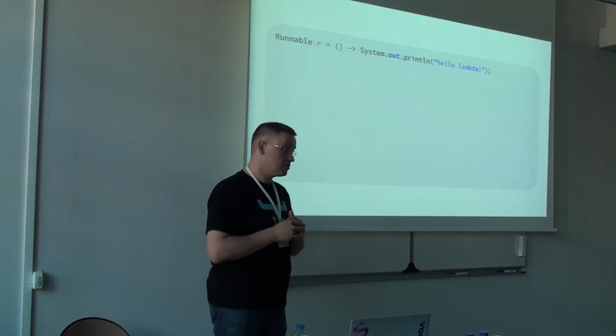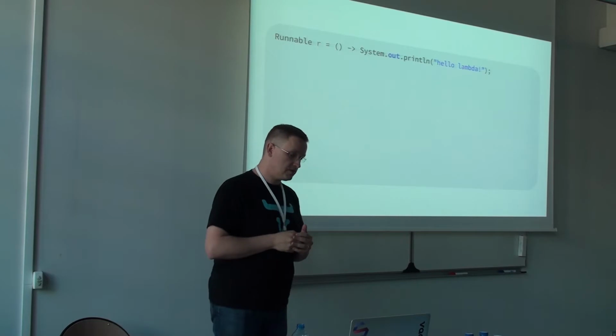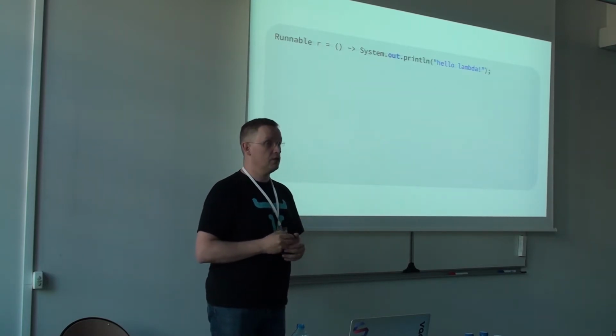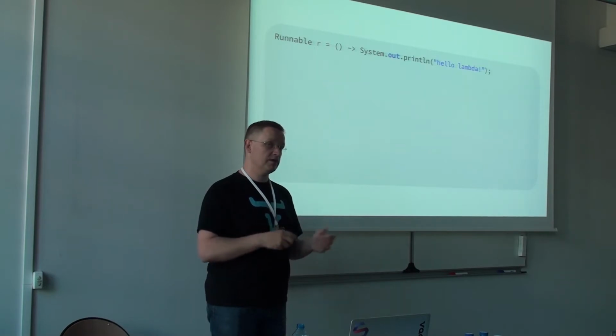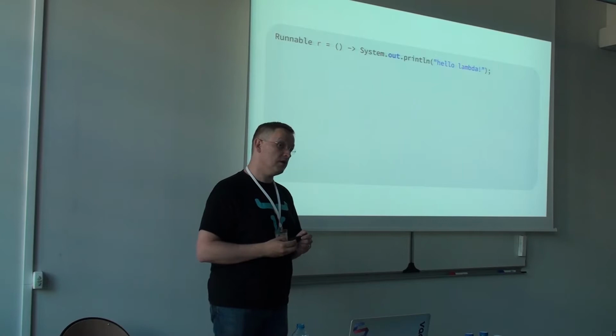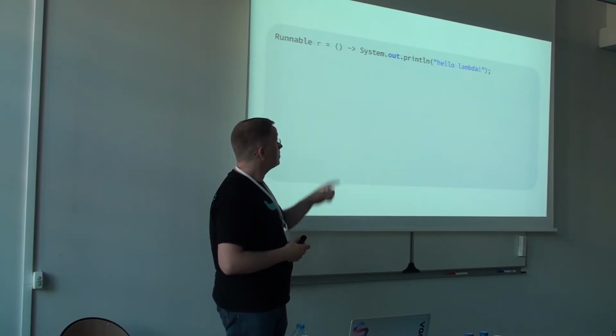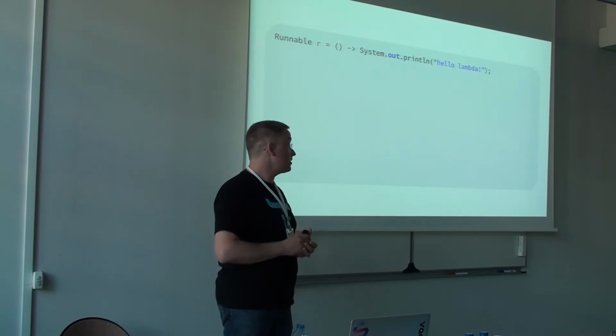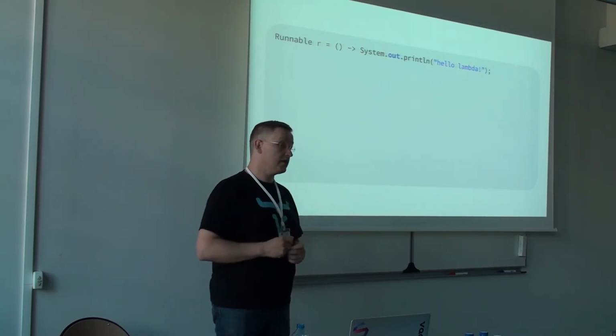One example of a SAM is the Runnable interface, which of course has the one method run, which doesn't take any parameters, and its return type is void. So this is actually a legal Runnable. The parameter list in the parentheses is empty. It doesn't take any parameters and it doesn't return anything.